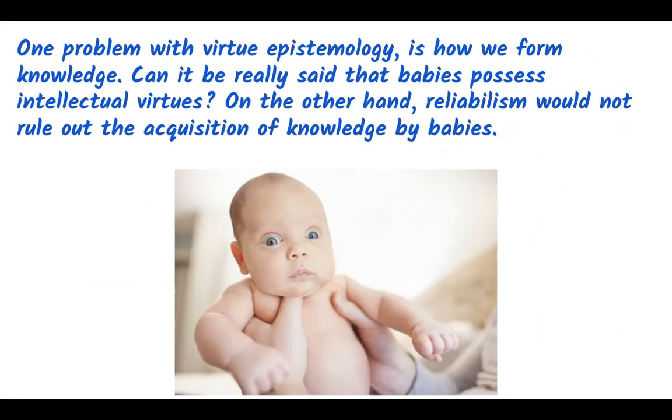One of the problems with virtue epistemology is how we form knowledge. Can it really be said that babies possess intellectual virtues? It doesn't seem to be the case. It would seem that they do have knowledge, but we can't really claim that a 6-month-old baby has developed intellectual virtues at that particular age. On the other hand, reliabilism would not rule out the acquisition of knowledge by babies.